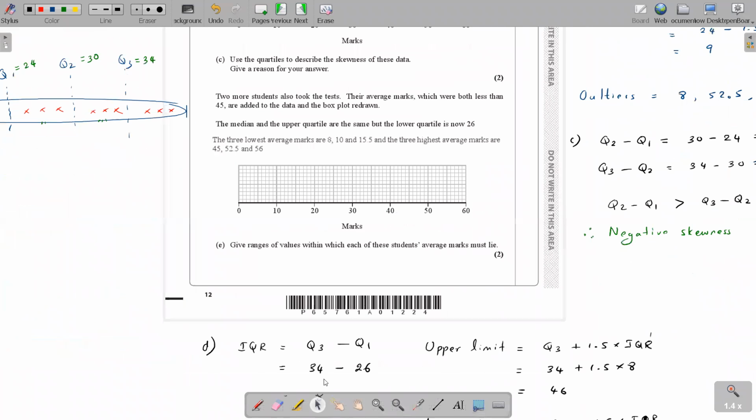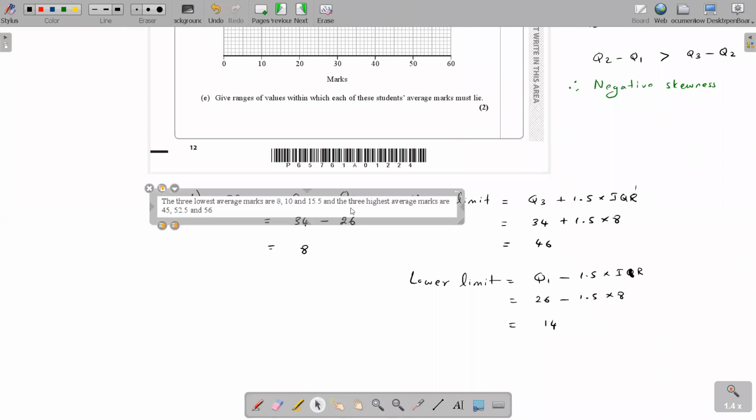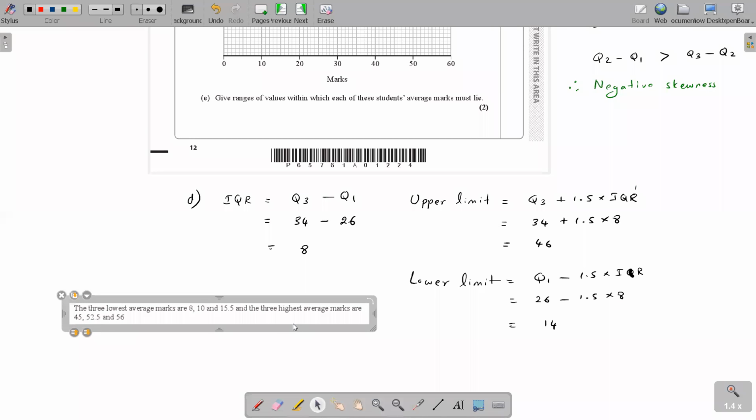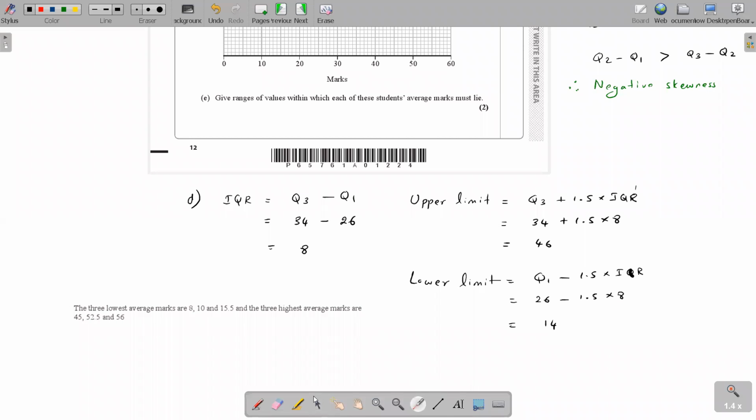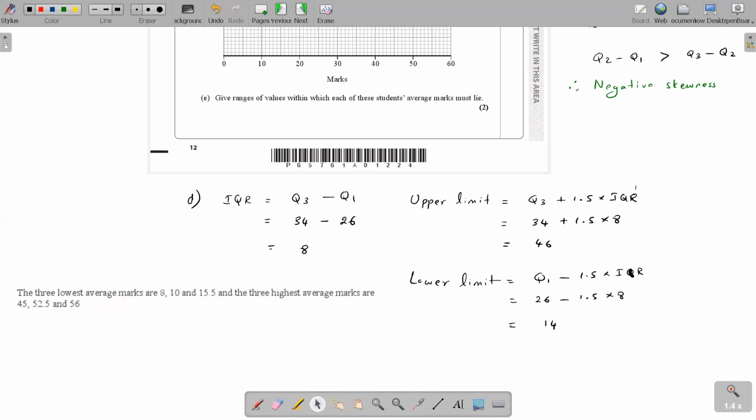Because I have to keep moving the page. So I took the limit, I took the figures down here. Children, look. So what are the values that are exceeding or below? The 3 lowest average marks are 8, 10, 15. So what are the outliers now? Are there values lower than 14 here? 8 and 10. Yes. So there are 2 outliers now.